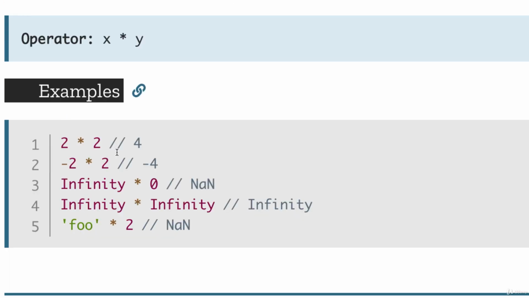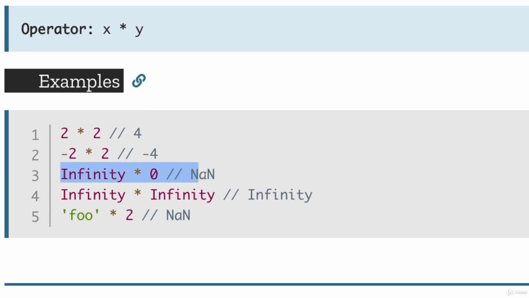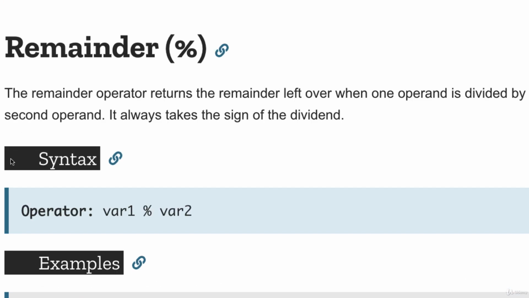Multiplication, of course. So we have 2 times 2 is 4, negative 2 times 2 is negative 4. And then if we multiply a value we can get not a number, and if we multiply infinity, so remember anything by a 0 is going to be returned back as a 0, but we're getting infinity, so it's not a number. So this is one of the things to keep in mind, but very rarely are you ever going to be working with infinity, so you don't usually have to worry about that. And of course, we can't multiply a string by 2, doesn't make sense.